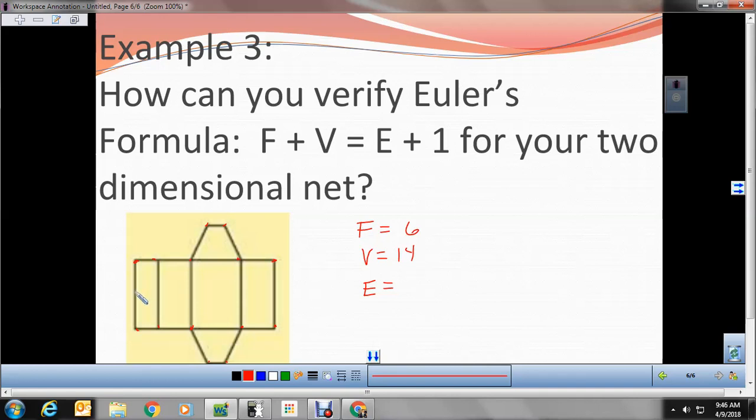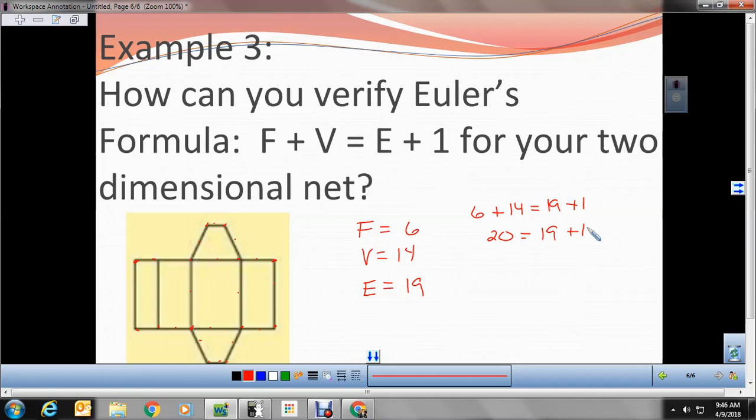I've got 1, 2, 3, and 4, 5, 6, 7. Then I have 8, 9, 10, 11, 12, 13, 14, and 15, 16, 17, 18, and 19. So we have 19 edges. So now if we plug this into our new equation, 6 plus vertices of 14 equals edges 19 plus 1. 6 plus 14 is 20 equals 19 plus 1.